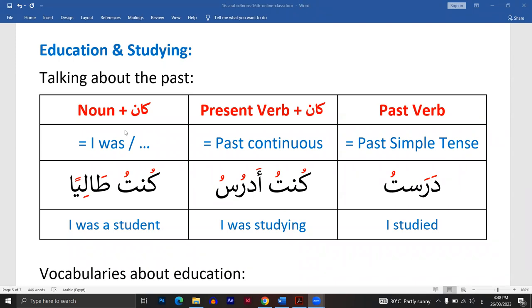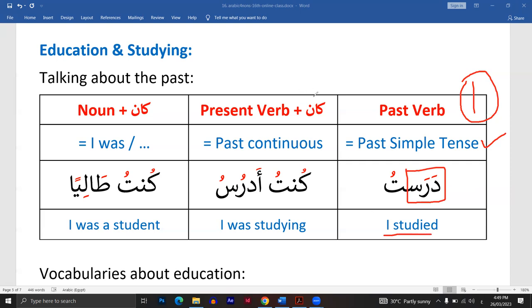If you are talking about your journey with education, you must use the past. And there are three ways to talk about the past. We can start with the simplest way. We only use the past verb, and this is equivalent to the past simple tense in English. Like this verb, darastu. The verb darasa means to study. Darastu means I studied. This is the simplest way.